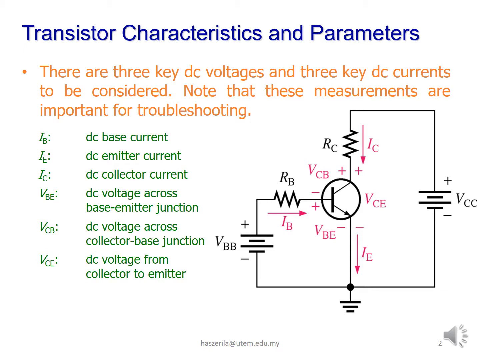There are 3 key DC voltages and 3 key DC currents to be considered. Note that these measurements are important for troubleshooting. IB stands for the DC base current, IE stands for the DC emitter current, IC stands for the DC collector current, VBE is the DC voltage across the base-emitter junction, VCB is the DC voltage across the collector-base junction, and VCE is the DC voltage from the collector to the emitter.